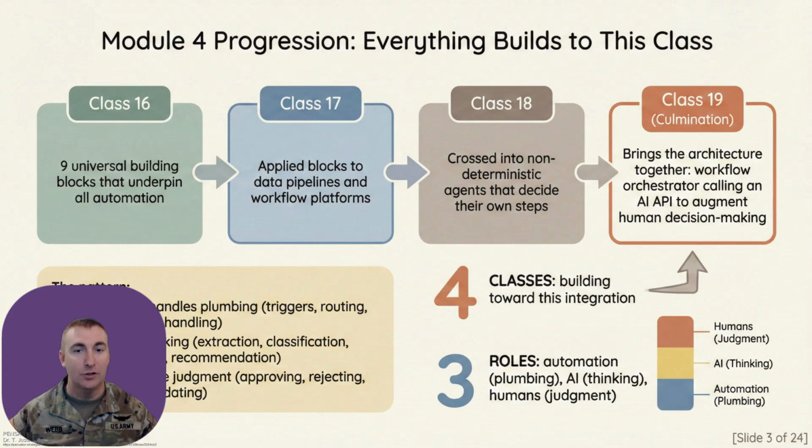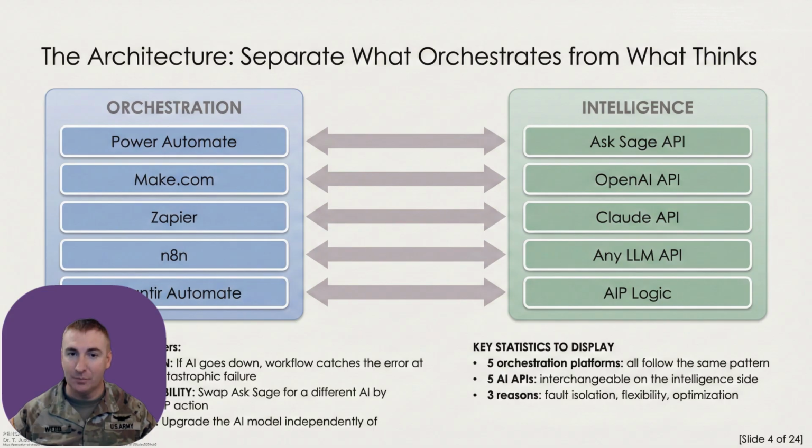A workflow orchestrator calling an AI API to augment human decisions. 3 roles, clearly separated. Automation handles plumbing. AI handles thinking. Humans handle judgment. And that 3-part separation is the architecture that makes everything else work. The fatal mistake is welding your workflow logic to your AI logic into one monolithic system. Break that instinct now. Separate what orchestrates from what thinks.